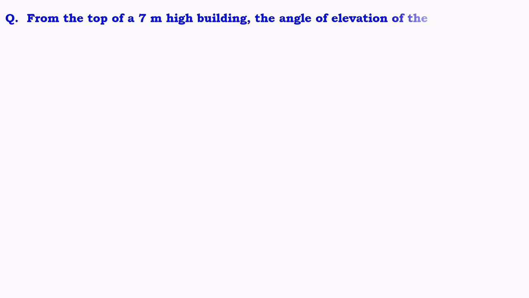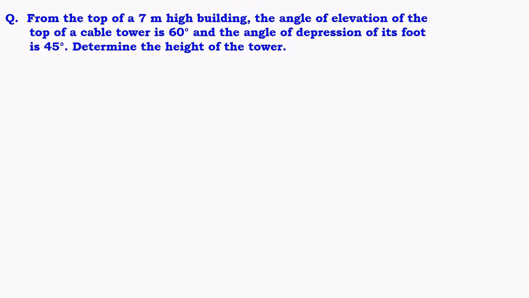Let us understand the question. From the top of a 7-meter high building, the angle of elevation of the top of a cable tower is 60 degrees, and the angle of depression of its foot is 45 degrees. We have to determine the height of the cable tower.